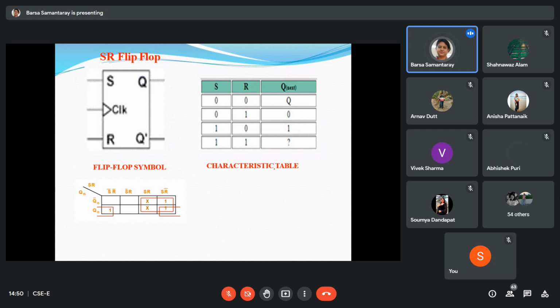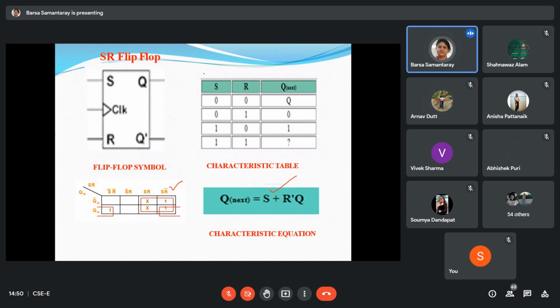वो जो कैरेक्टरिस्टिक टेबल मैंने बनाया है, इसको अगर मैं के मैप में डालूंगी तो दिस इज द के मैप एंड दिस इज द इक्वेशन ऑफ दैट के मैप. So this one is known as characteristic equation of SR flip-flop. Have you understood? Yes, ma'am.